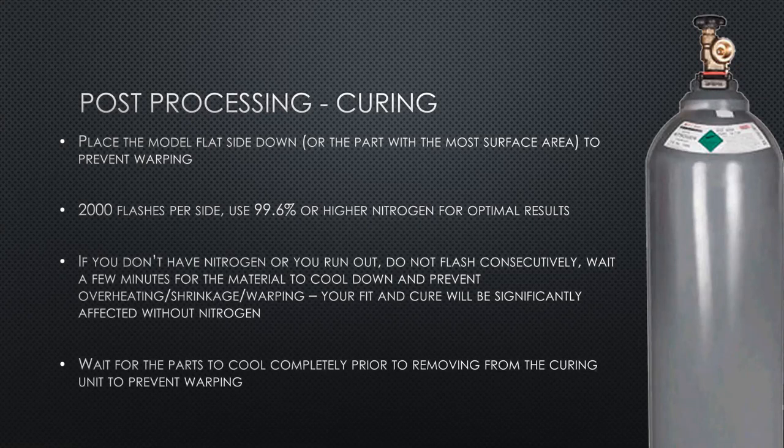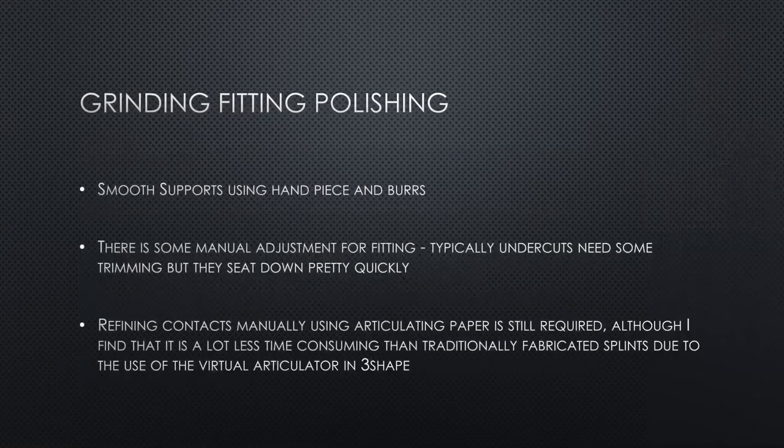And finally, you can pretty much finish your 3D printed parts in the exact same manner you would a traditionally processed restoration. You can grind, fit, and polish it, typically using acrylic burrs or some wheels, whatever you would normally use. There are some manual adjustments that may be needed to relieve some undercuts, but everything usually goes pretty quick if you designed it correctly. Maybe a minute or two is what I use at most, including removing the supports and adjusting. So you shouldn't need to play with your prints much.